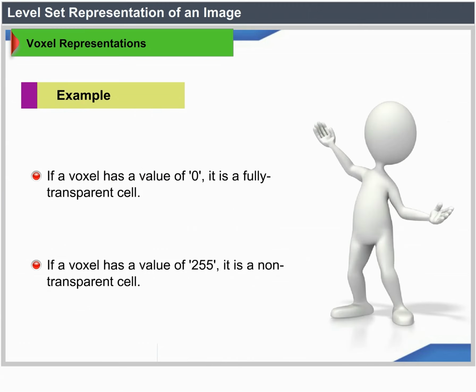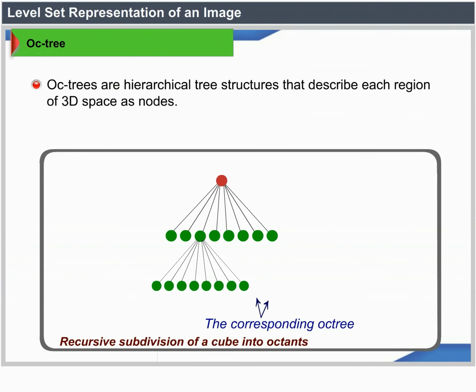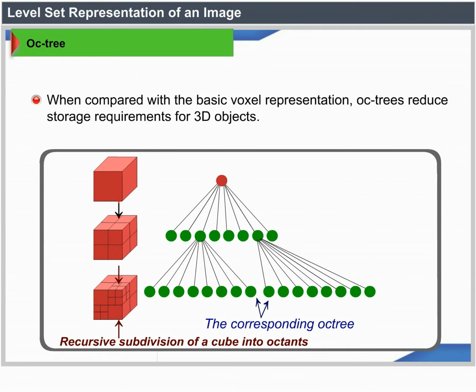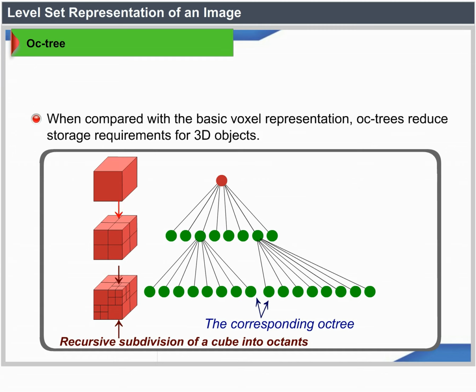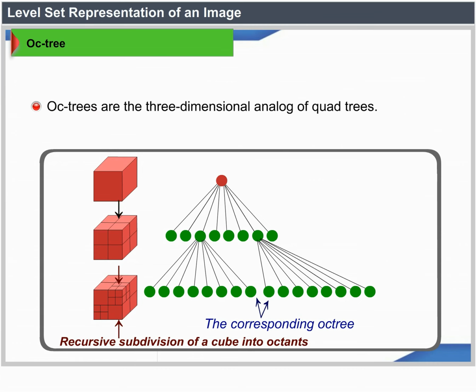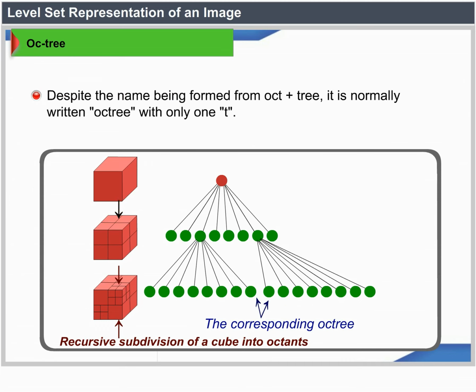Octree. Octrees are hierarchical tree structures that describe each region of 3D space as nodes. When compared with the basic voxel representation, octrees reduce storage requirements for 3D objects. It also provides a convenient representation for storing information about object interiors. Octrees are the three-dimensional analog of quad trees. The name is formed from oct plus tree, but note that it is normally written octree with only one T.